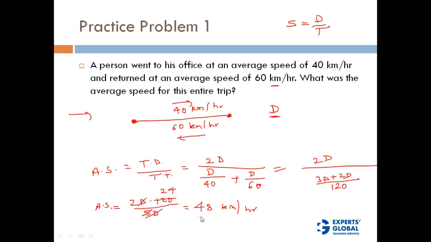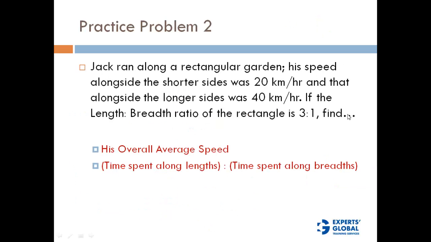So you will see that it is not correct to just take the average of 40 and 60. You have to follow this method in order to get the average speed. In this case, the average speed comes out to be 48 kilometers per hour. So let's look at this problem. You can pause the video and see if you can solve this.